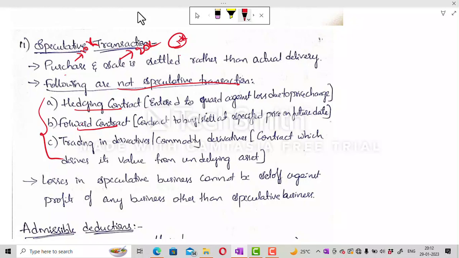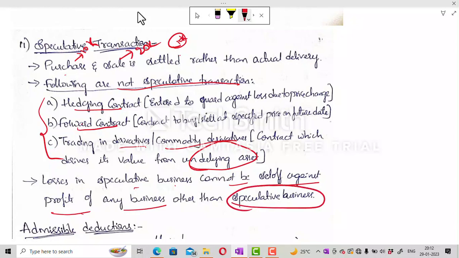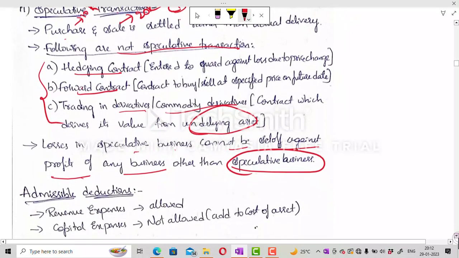Trading in derivatives or commodity derivatives. See, based on some underlying asset, we will enter into one contract. So that one also will not come under speculative transaction. Losses in speculative business cannot be set off against profit of any business other than speculative business. Means speculative business losses can be set off against the profit of speculative business only. In case of any other business, we cannot set off.